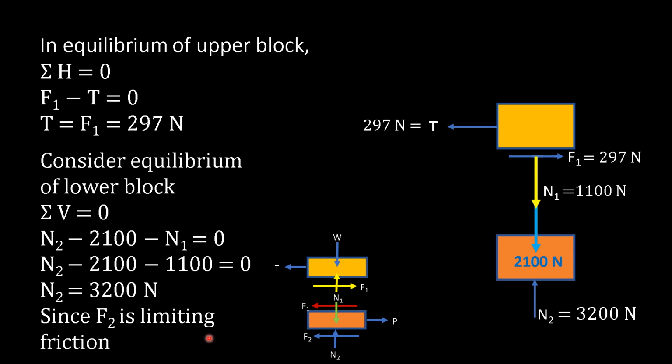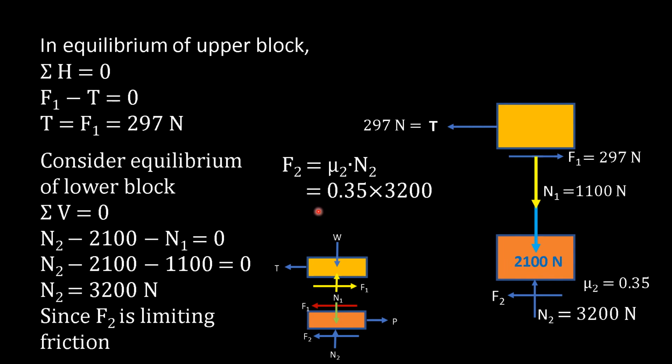Since F2 is limiting friction, F2 will be mu2 times N2, where mu2 is 0.35, which is the coefficient of friction between the lower block and the surface B, which is 0.35 multiplied by 3200. So F2 will be 1120 Newton.